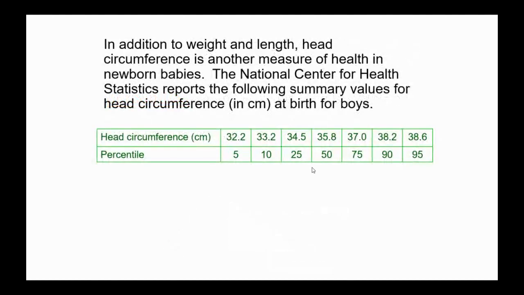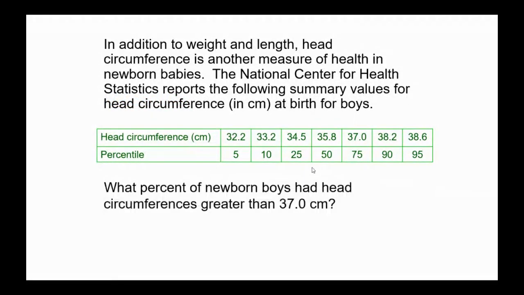For this last example, they ask what percent of newborns have a head circumference greater than 37 centimeters? If we look at the chart, 37 centimeters is the 75th percentile, meaning 75% had less than 37. So how many had more than 37? 25%.